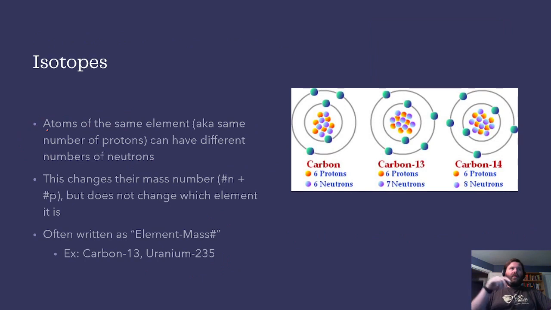Okay, so speaking of isotopes, an isotope just describes the different versions of one element depending on the number of neutrons in an atom. A classic example is carbon. This is carbon 12, because it has 6 protons and 6 neutrons. That adds up to 12. This is carbon 13. This is carbon 14.